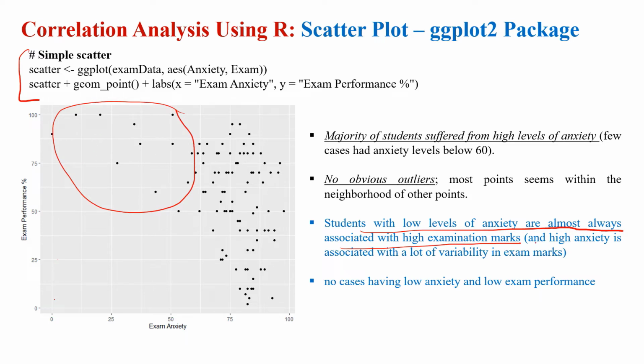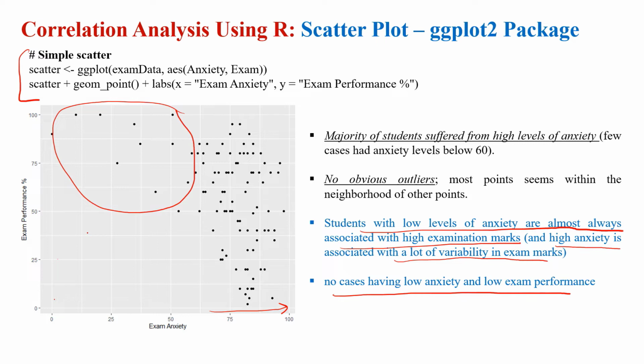Furthermore, with high anxiety there is a lot of variability in terms of exam performance. If there is a high anxiety level, we can see a lot of variation in the results. Furthermore, we have found no case of low anxiety with low performance; there is no such data point. So if there is anxiety, you might perform better or worse, but there is a lot of variation depending upon the student.